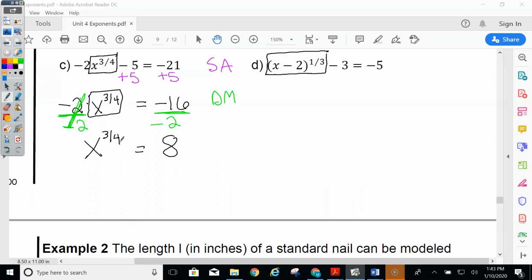All right, so this time the exponent is 3 over 4. So what exponent do we need to raise it to get rid of it? It needs to be the reciprocal of this one. So the reciprocal of 3 over 4 is 4 over 3. So here, 8 to the 4 over 3.